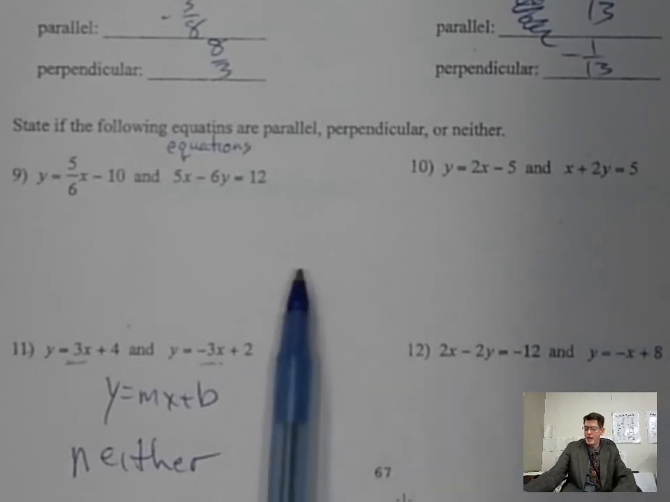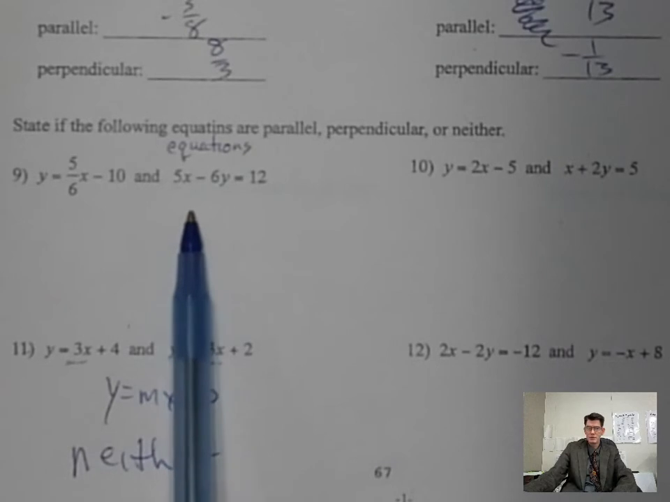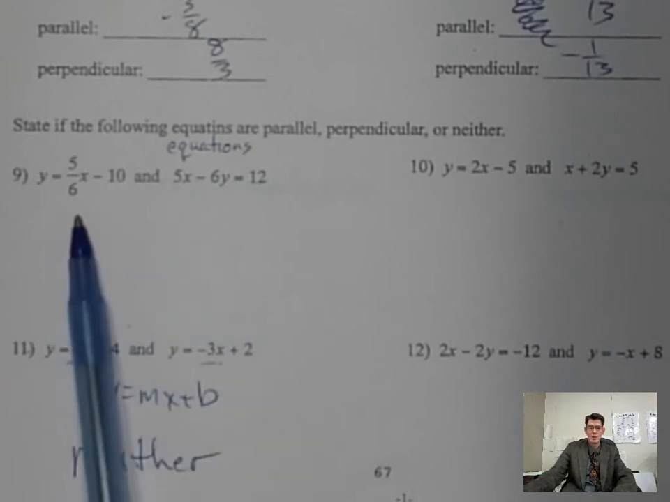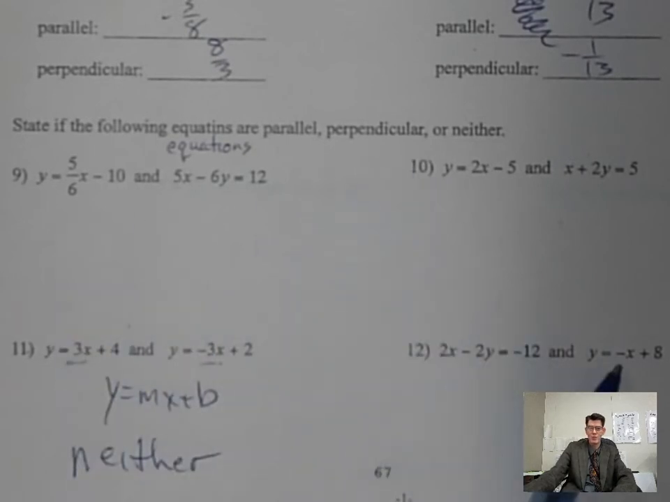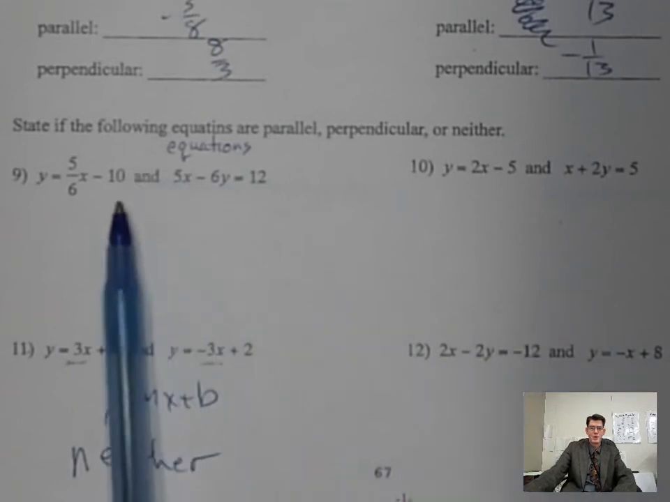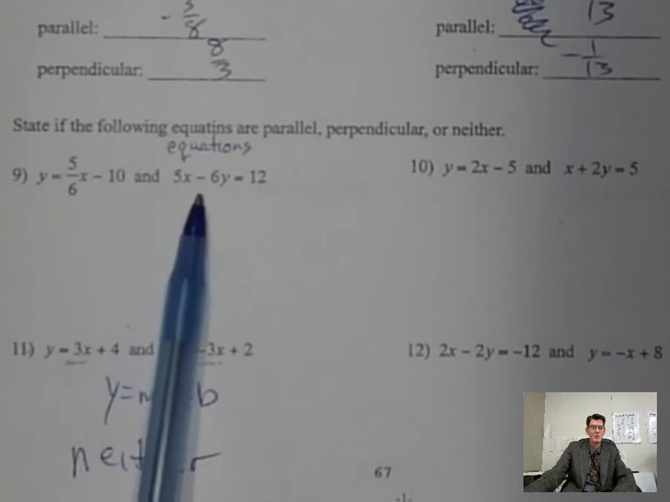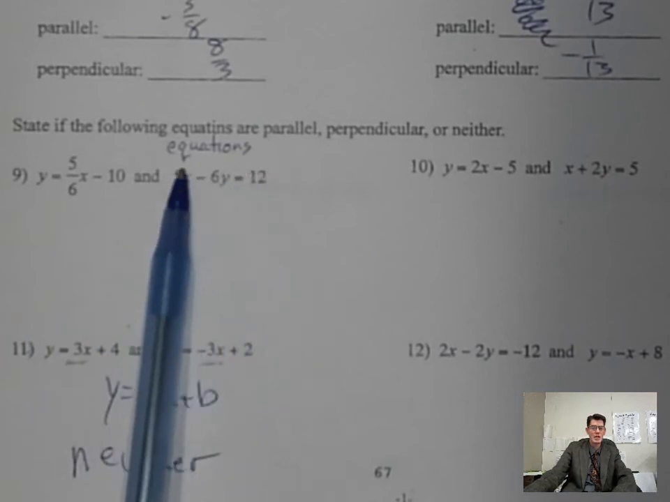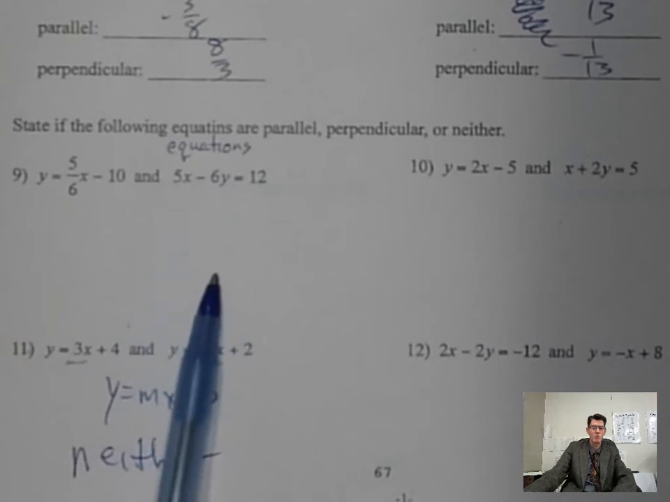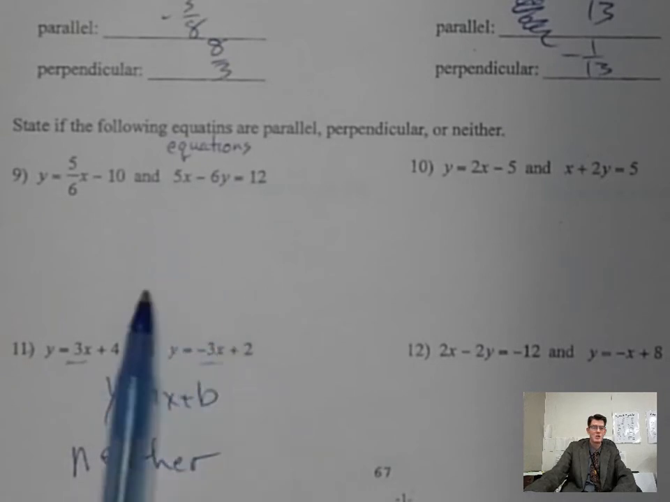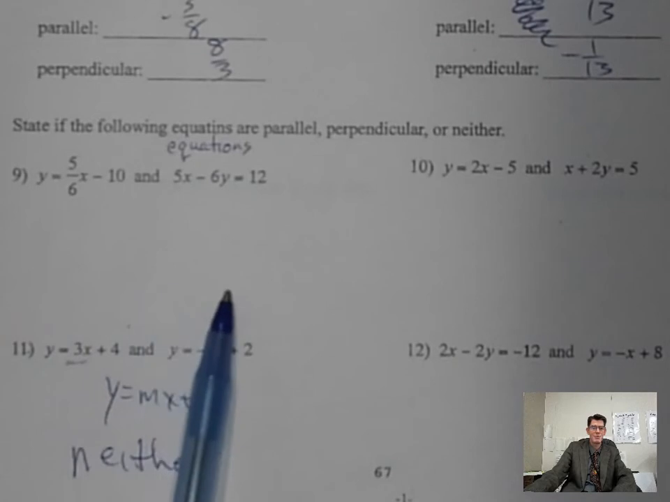Taking a look at this one. This one's in slope-intercept form, just like on these other ones. They've got one of them in slope-intercept form. This one, the slope is -1. That one's in slope-intercept form, but this one is not. So we have to change this into slope-intercept form, do the work to find out if the slope is the same or the upside down negative.